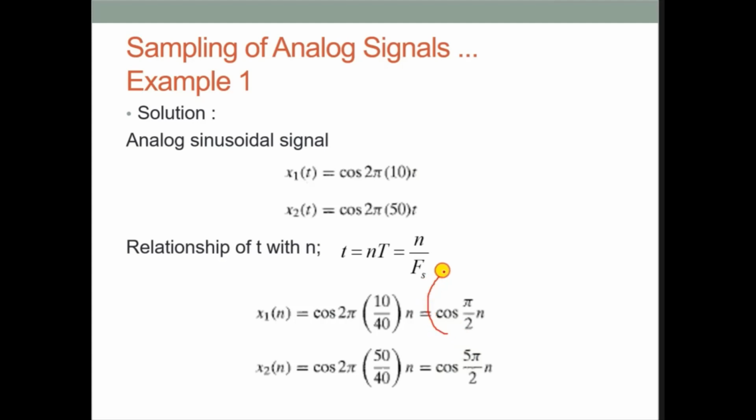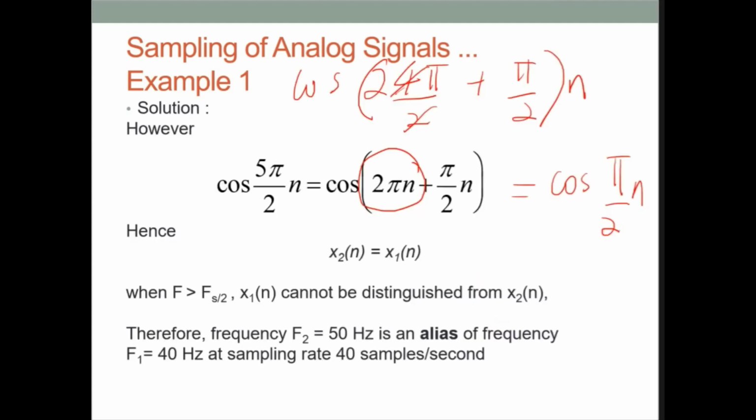So therefore you see that x1(n) cannot be distinguished from x2(n), whereas the two analog signals in the beginning are two different signals. So therefore f2, 50 Hz, is an alias of frequency f1, 20 Hz, at a sampling rate of 40 samples per second.